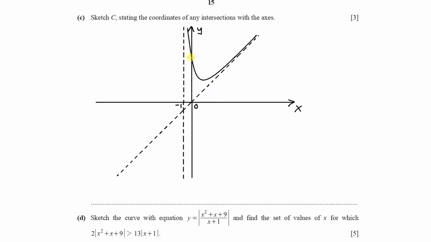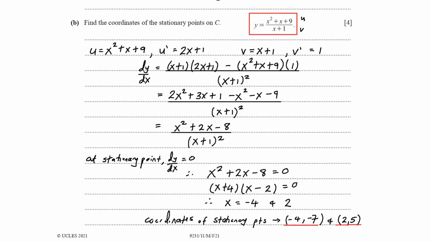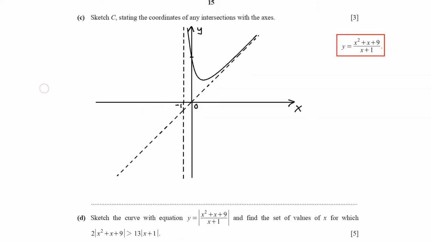So there's an intercept here on the y-axis, and to get the y-intercept, I'll take the equation and say for the y-intercept, x is equal to 0. And when x is equal to 0, substituting 0 here, we get y being 9 over 1, which is 9. So the coordinates here are (0, 9). We are going to plot out the other part of the graph, which has a maximum stationary point, and here it is.